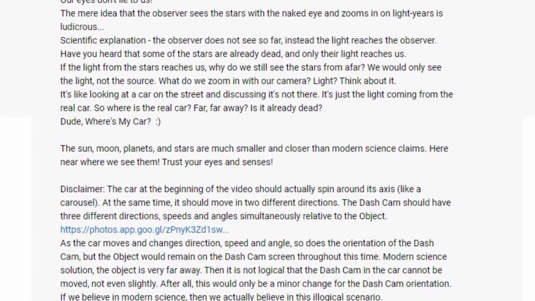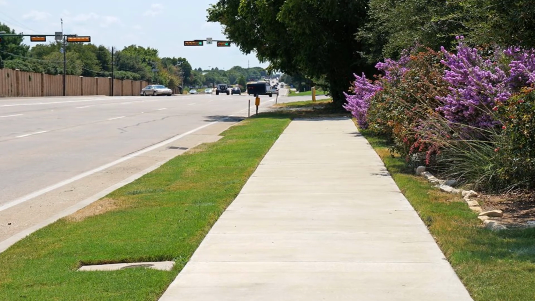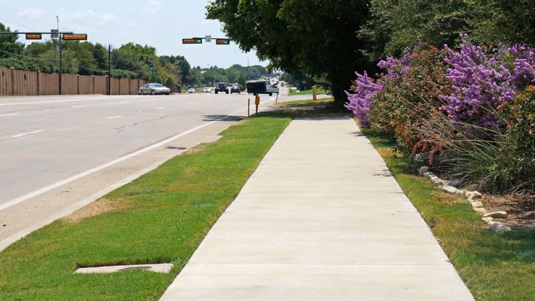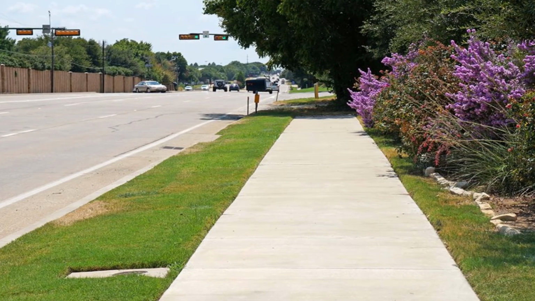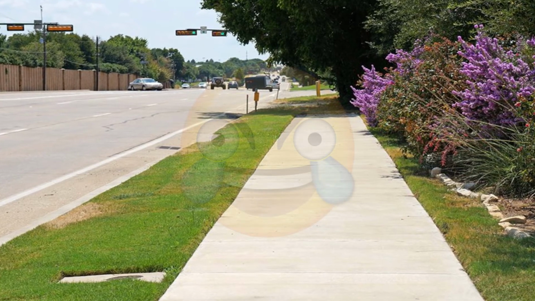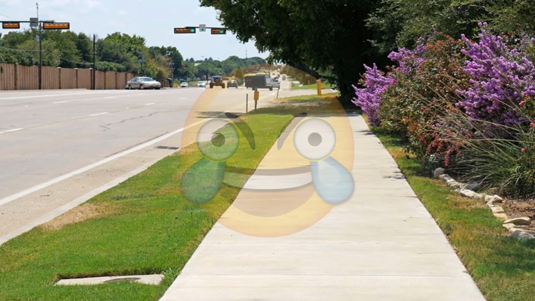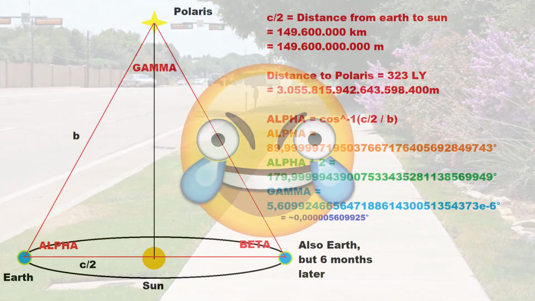Then it is not logical that the dash cam in the car cannot be moved, not even slightly. After all, this would only be a minor change for the dash cam orientation. Only if you keep ignoring that sidewalks are not totally straight and even, then yes, a sidewalk would never change any angles, and your inch of movement would have been only a linear movement. But our sidewalks are not like this. And so, an additional angular movement was applied to your camera, caused by the sidewalk, which you keep ignoring.